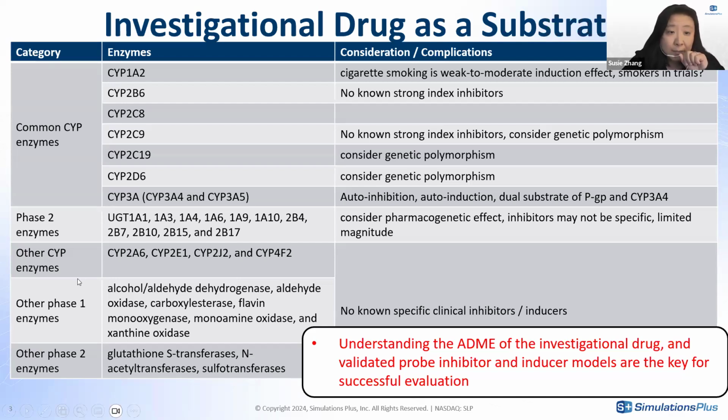And there are other CYP enzymes, other phase 1 enzymes, and other phase 2 enzymes. For those enzymes, the challenge is there's no known specific clinical inhibitors or inducers. So overall, to understand the ADME of your investigational drug is important for the further drug-drug interaction evaluation. And also to use PBPK to evaluate the DDI, validated probe inhibitor and inducer models are the key. And we will talk about that a lot later on.